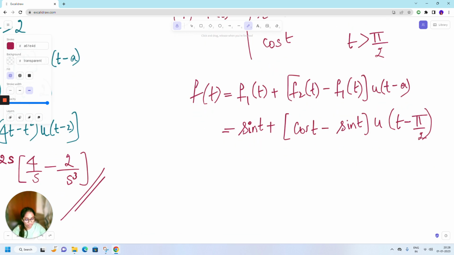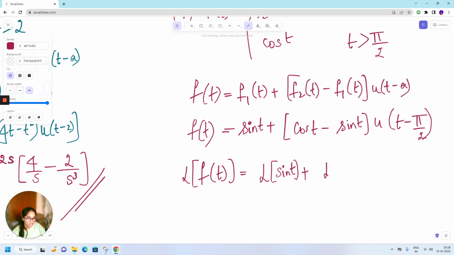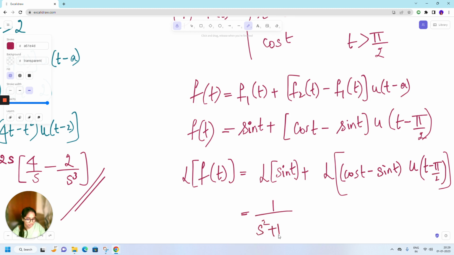Apply Laplace transform for f of t. Okay, Laplace transform of f of t. That would be Laplace transform of sin t plus Laplace transform of cos t minus sin t into u of t minus pi by 2. Okay, what is Laplace of sin t? That is 1 divided by s square plus 1.